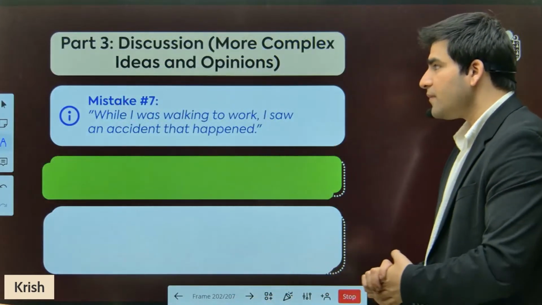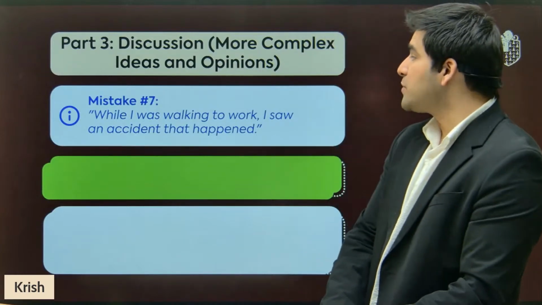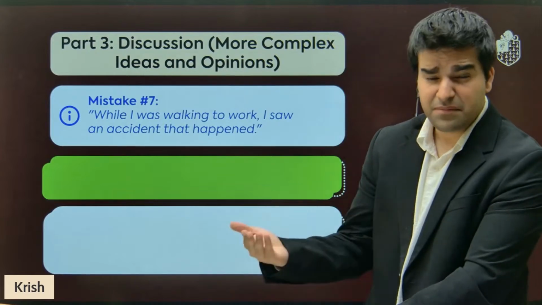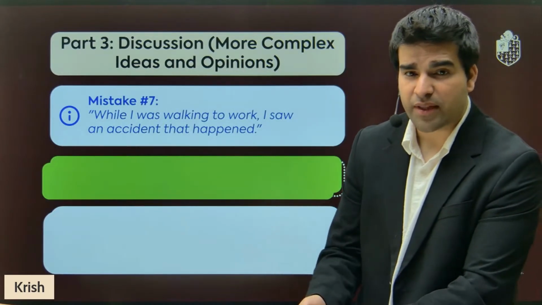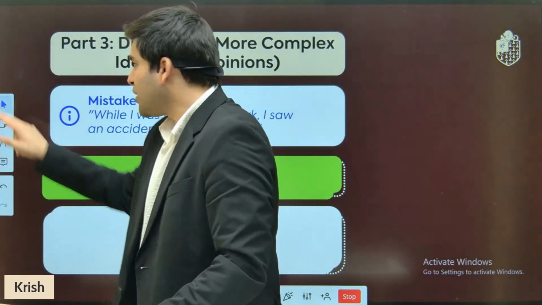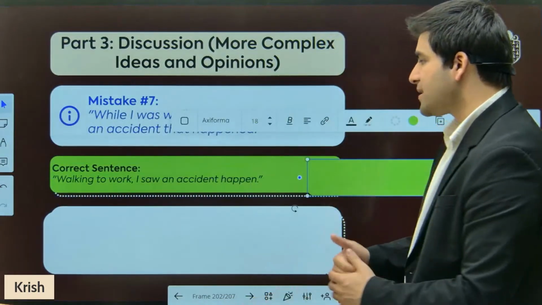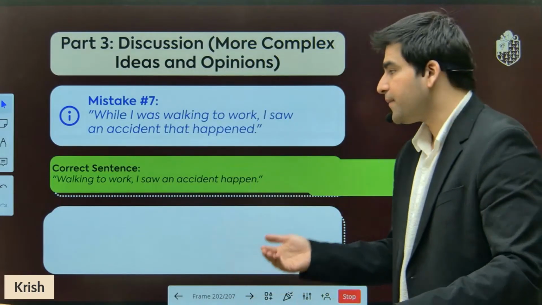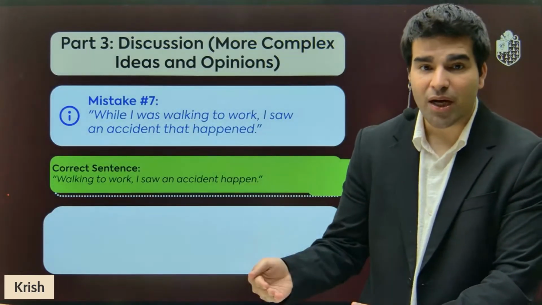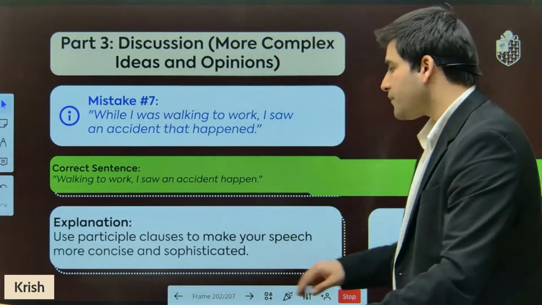Let's move on. The next mistake is from speaking part 3. "While I was walking to work, I saw an accident that happened." It looks like everything is correct with the sentence, but there's something quintessential that's wrong with it. Have a look. The correct sentence is, "Walking to work, I saw an accident happen." But what is the explanation here?